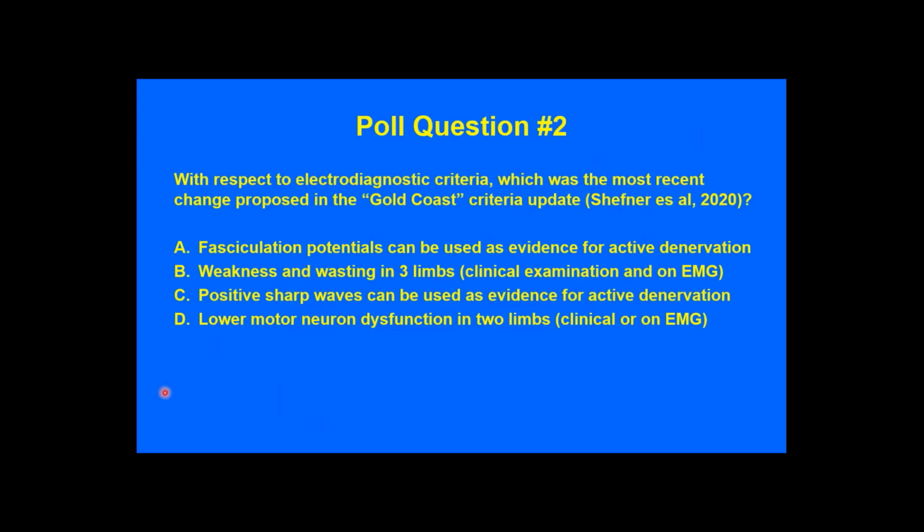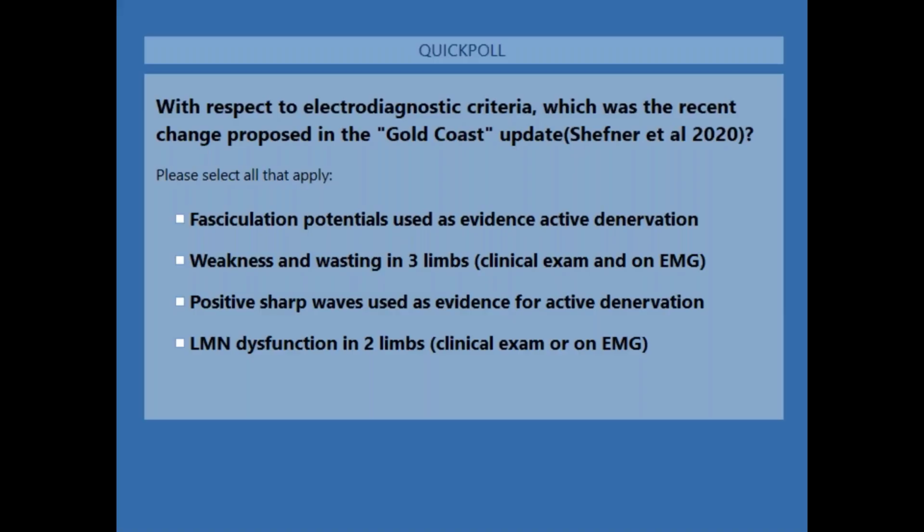So we have another poll question, George, please. Sure, we have a clinical poll question. With respect to electrodiagnostic criteria, which was the most recent change proposed in the Gold Coast criteria update, Shefner et al. 2020? A, fasciculation potentials can be used as evidence for active denervation. B, weakness and wasting in 3 limbs on clinical exam and on EMG. C, positive sharp waves can be used as evidence for active denervation. Or D, lower motor neuron dysfunction in two limbs, clinical or on EMG exam. I will launch the poll for your choice.